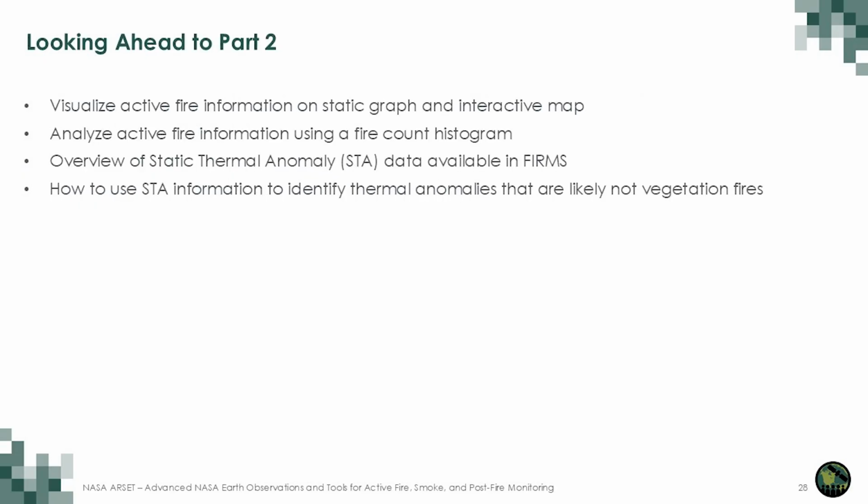Looking ahead to part 2, we'll be visualizing active fire information on static graph and interactive maps, analyzing active fire information using a fire count histogram, an overview of static thermal anomaly data available in FIRMS, and how to use that static thermal anomaly data to identify thermal anomalies that are likely not vegetation fires.